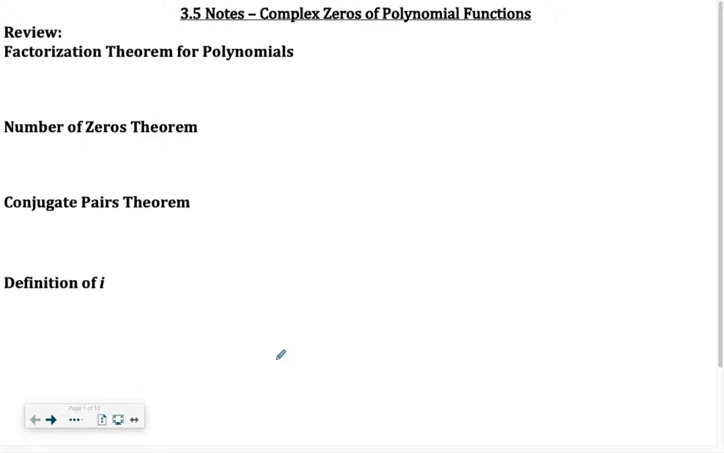All right, in 3.5, we are going to do the exact same things as we did in the last section. We are just going to now include complex roots, or imaginary roots. So, real quick, just a review of some theorems and definitions.